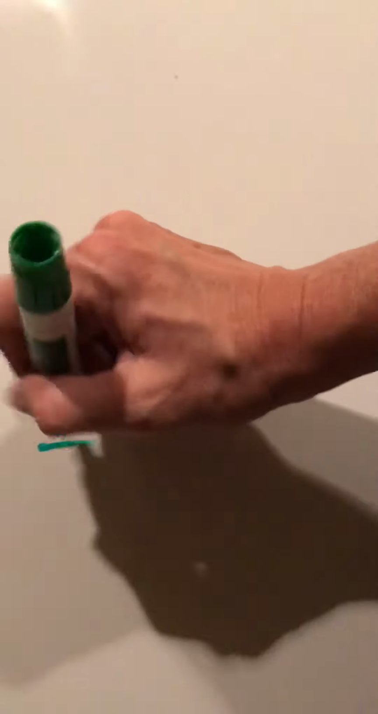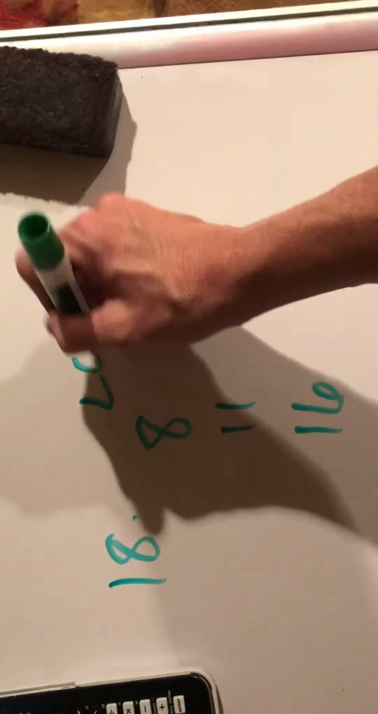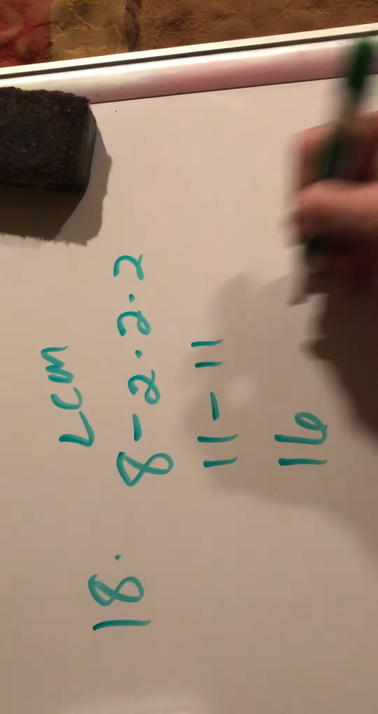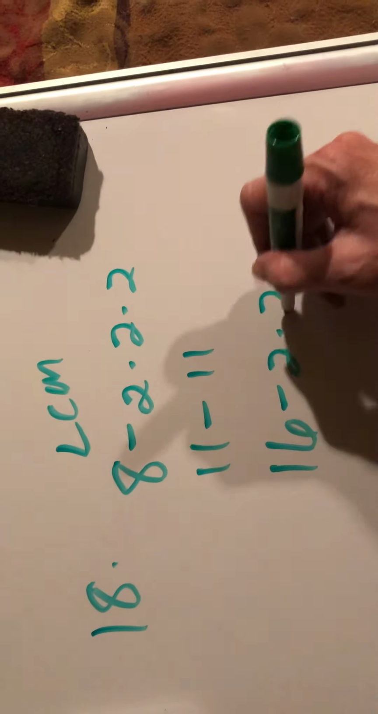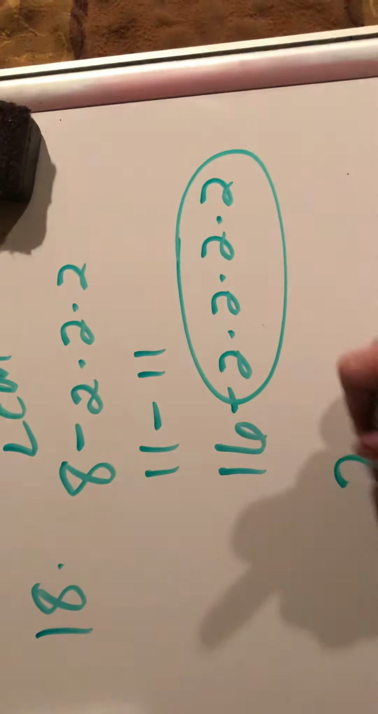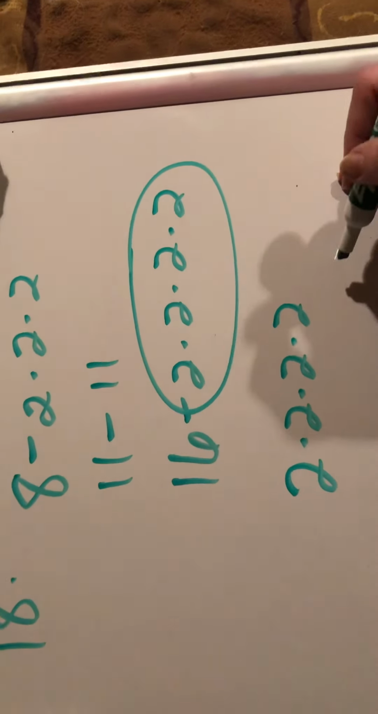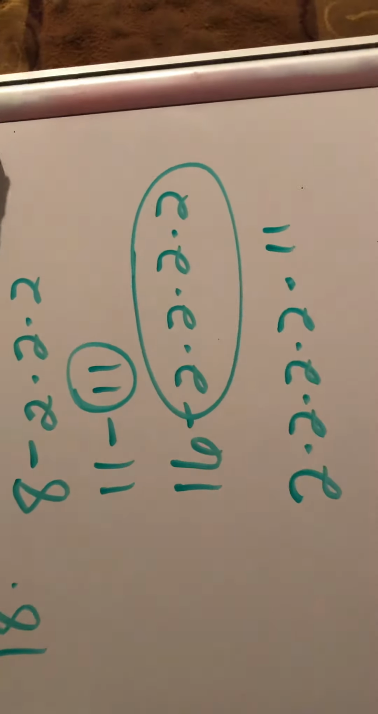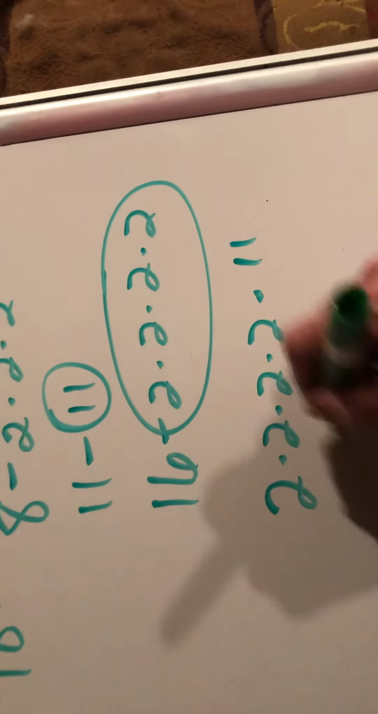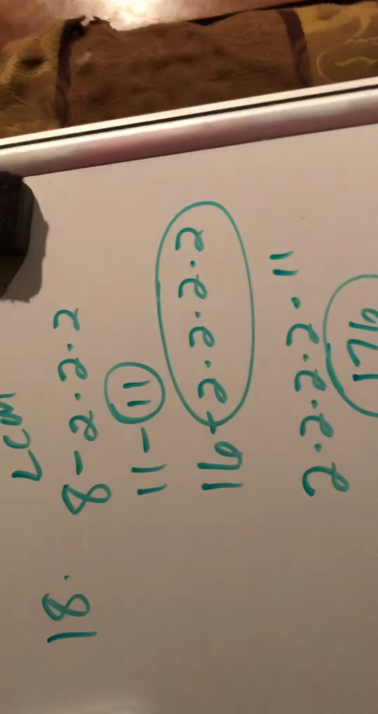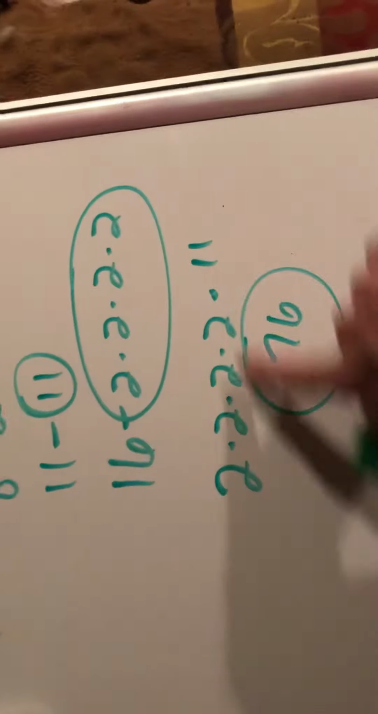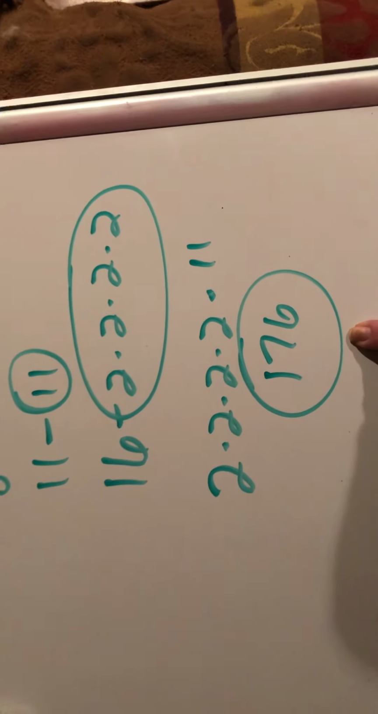Least common multiple of 8, 11, and 16. So I think the easiest way to find the least common multiple is product of primes. 2 times 2 times 2 for 8. 11 is just 11. And 16 is 2 times 2 times 2 times 2. So you need the factors where they appear most. So you need the four 2's and you need the 11. So that's basically just 16 times 11. So 176. So there's your least common multiple. Make sure you multiply it out. Make sure you show your product of primes, show them here, and then multiply it out, okay?